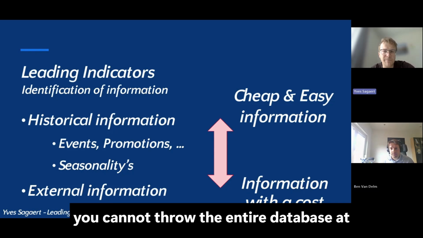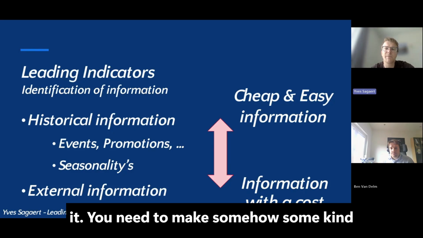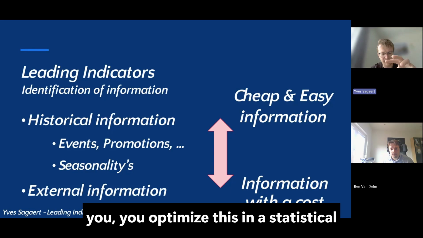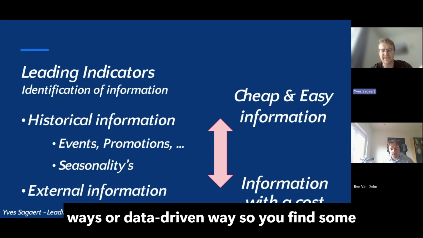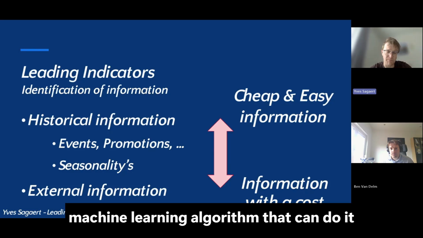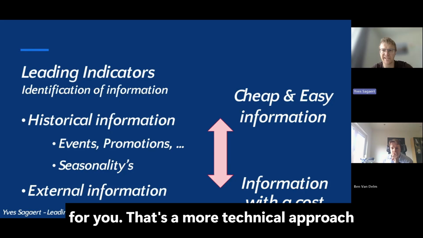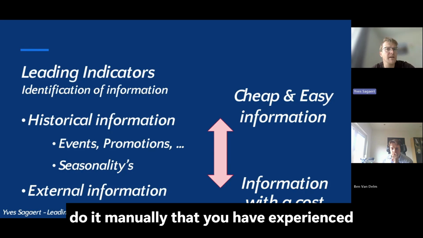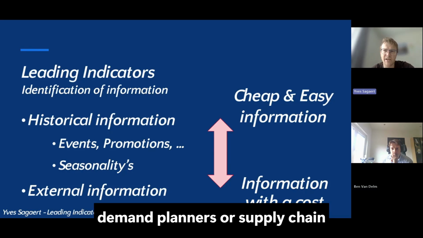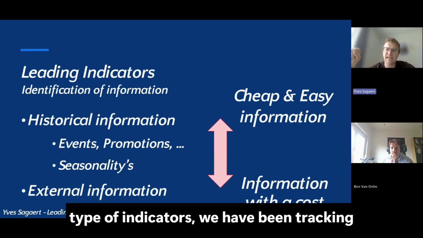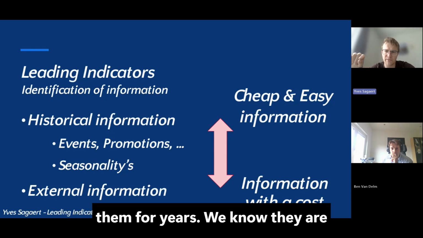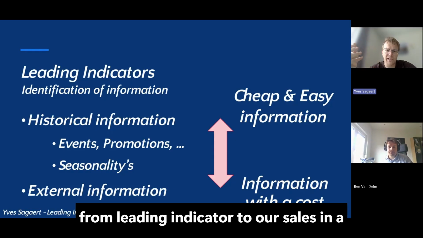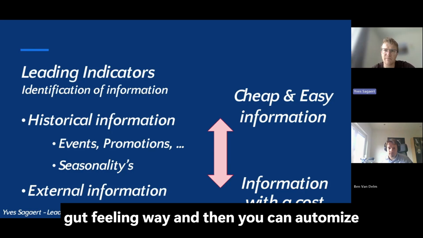Yeah, so indeed, you cannot throw the entire database at it. You need to make some kind of selection, and either you optimize this in a statistical way, a data-driven way, so you find some machine learning algorithm that can do it for you. That's a more technical approach. Or the other approach is that you do it manually, that you have experienced demand planners or supply chain professionals who say, look, these types of indicators, we have been tracking them for years. We know they are relevant. We just make the translation from leading indicator to our sales in a gut feeling way. And then you can optimize the modeling.